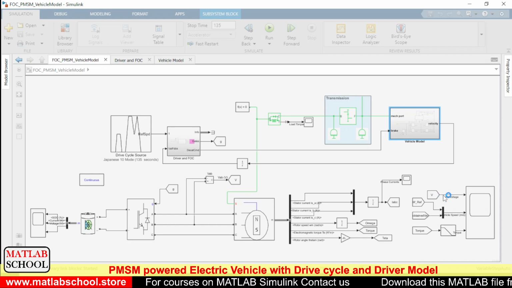So here in the scope you can see the line voltage between phase A and B. Then we can see the reference speed and the obtained speed. And the third scope will give you the torque produced by the motor.